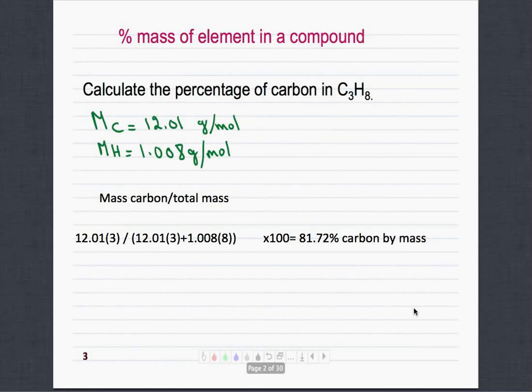So that's it, so 18.28% of hydrogen. Okay? So this is how we calculate the percentage of mass in a compound. Now our next topic is empirical formula. How to calculate empirical formula.